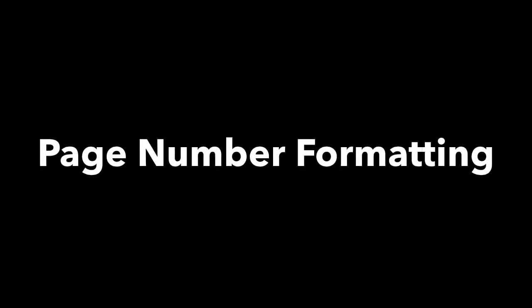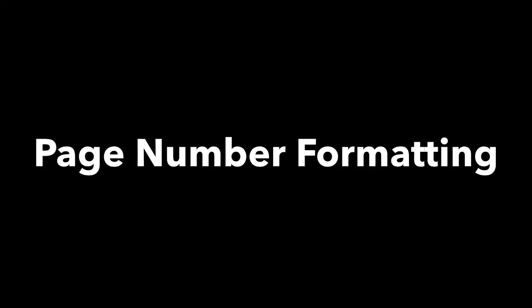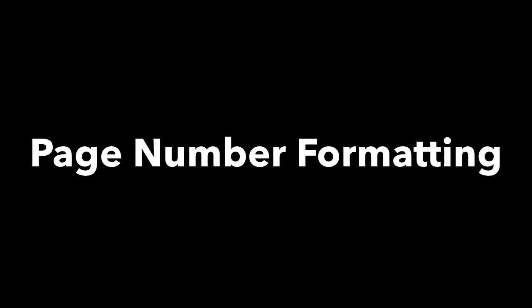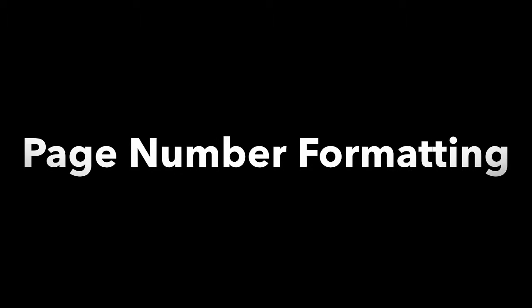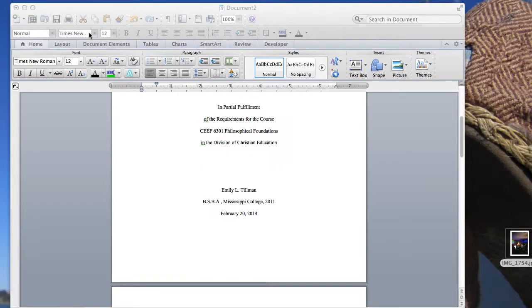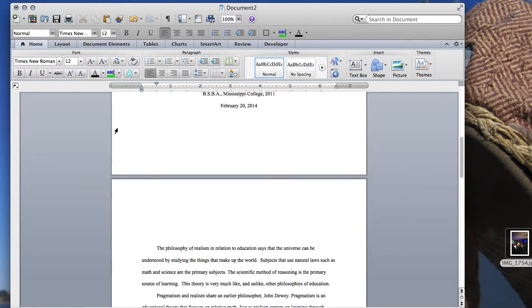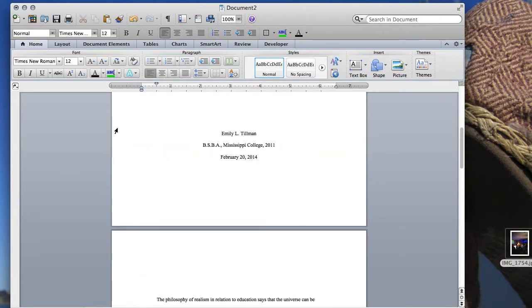Alright, you have finished writing your paper. You have your title page, your blank page, your table of contents, and then your text starts. The tricky part now is getting your page numbers in. I want to show you how to make your page numbers on Microsoft Word. This is a Mac, but it'll be similar on a PC.